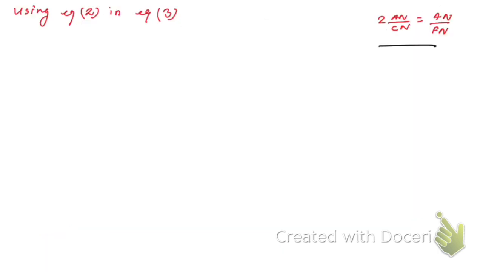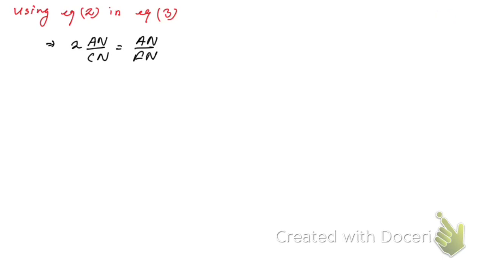Let me rewrite this here properly. 2 an by cn is equal to an by fn. That's what we have got, right? Now let me clean it. Okay, now you see here an cancels. So an cancels. So what we have got is 2fn is equal to cn. Suppose this is equation number 4. Let it be equation number 4.